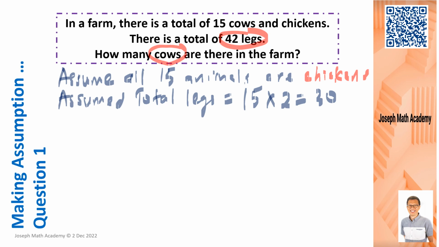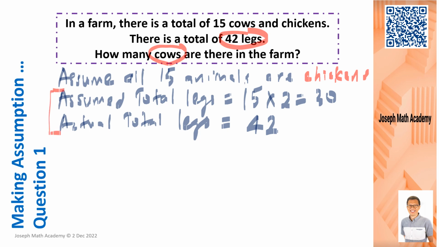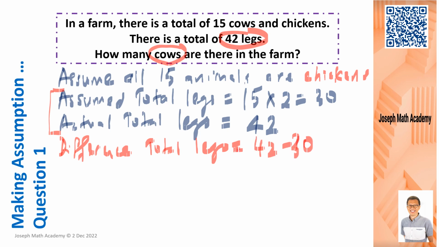So we already know our actual total legs. This can be derived from the question. No need to solve, just copy down. Once we have this part, we take these two to find the difference in the total of the legs. That will be 42 minus 30, which gives us 12. What is 12 to you? 12 will be the hidden legs. What are the legs hidden by the cows? How many? 12 of them.